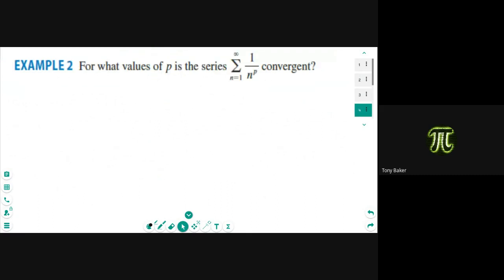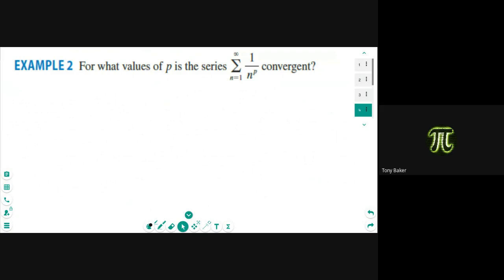Let's get theoretical for a second. 1 over n to some power: 1 over n squared, 1 over n to the third, 1 over n to the fifth, 1 over n to anything. That p can be literally anything. It can be positive, it can be negative, it could be a fraction. It doesn't matter.